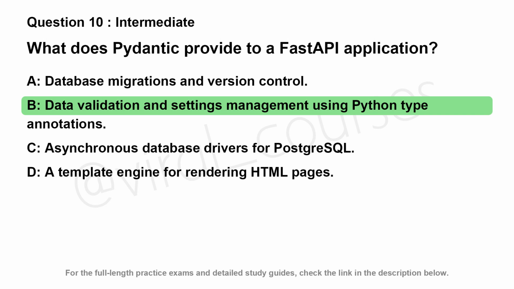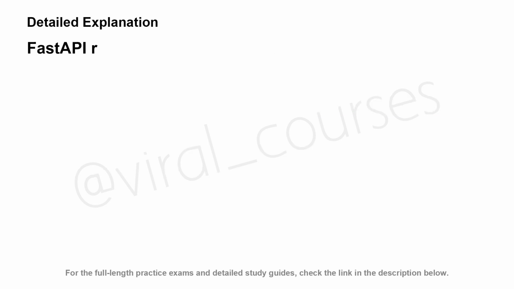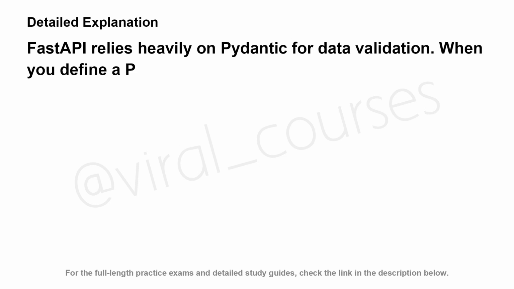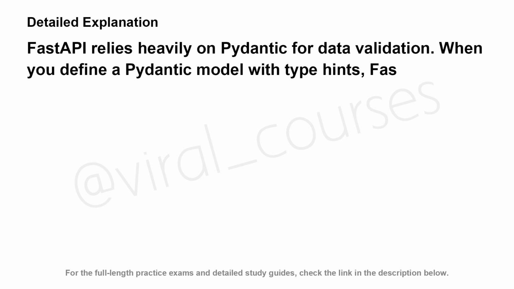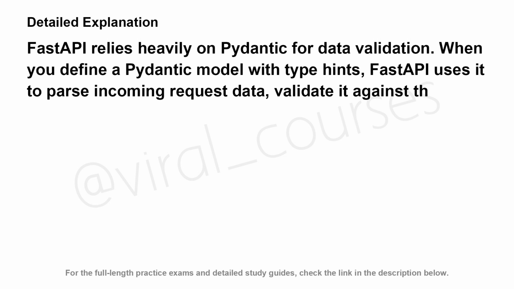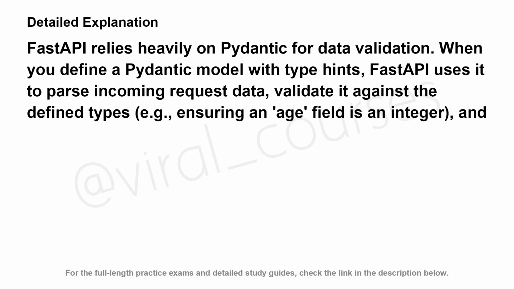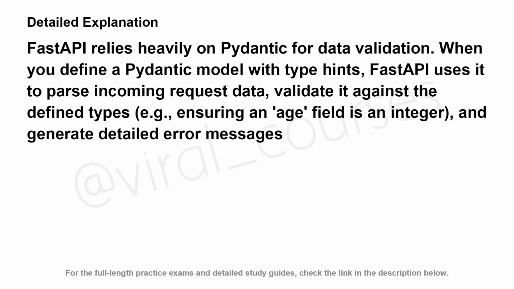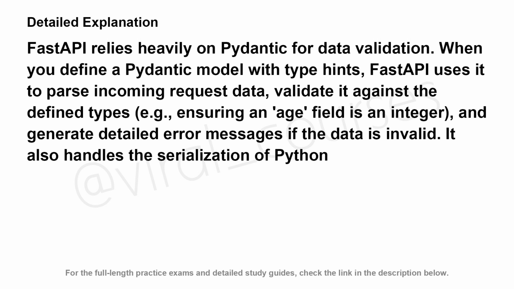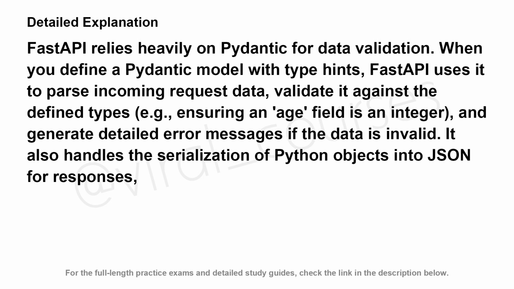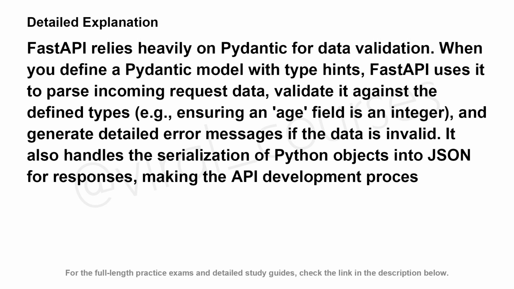The correct answer is B. FastAPI relies heavily on Pydantic for data validation. When you define a Pydantic model with type hints, FastAPI uses it to parse incoming request data, validate it against the defined types, e.g., ensuring an age field is an integer, and generate detailed error messages if the data is invalid. It also handles the serialization of Python objects into JSON for responses, making the API development process type safe and efficient.